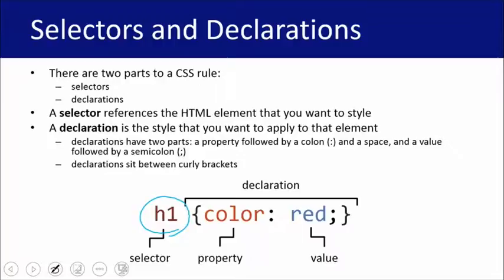A declaration, which is the whole thing here, we had just talked about that with inline styling. A declaration has two parts. It's got a property, which is followed by a colon, and then a space and then a value followed by a semicolon. So here we have the color property set with a value of red, and that makes our header turn red. Declarations sit between curly braces too, okay? So keep all these things in mind. Definitely review this slide in the future for reference.